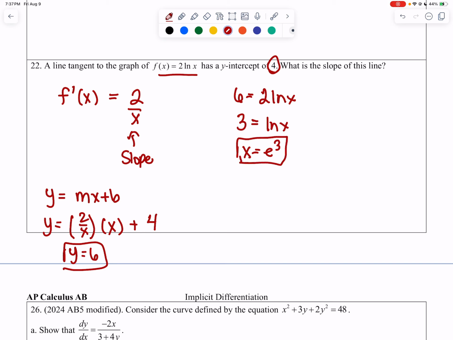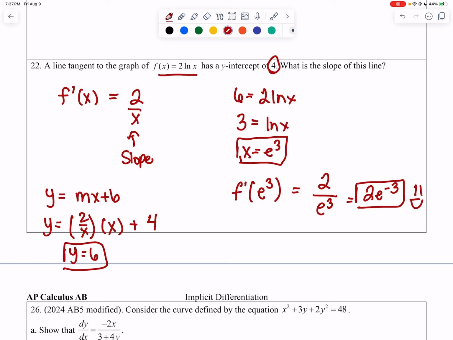Now, we're getting somewhere because I know that x is e to the 3rd power, and I know that my derivative is 2 over x. So now I just have to find the derivative at e to the 3rd. Just plug it in. So I get 2 over e to the 3rd, or 2e to the negative 3. Fun problems.